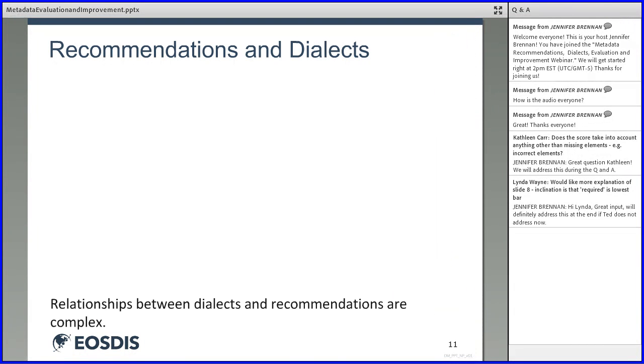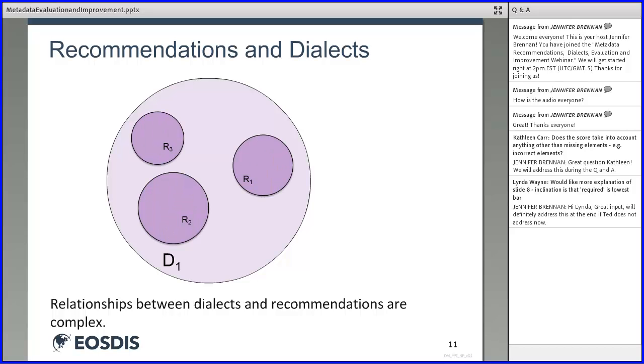Okay, so recommendations and dialects, the relationships between these things are always complex, so the definitions are a little bit fuzzy, but they develop historically. So for instance, an organization might create a dialect, and many times when organizations create dialects, they come out with some recommendations. Again, in this case, they have three recommendations, and that dialect and set of recommendations are designed to work for some community that's using that dialect.